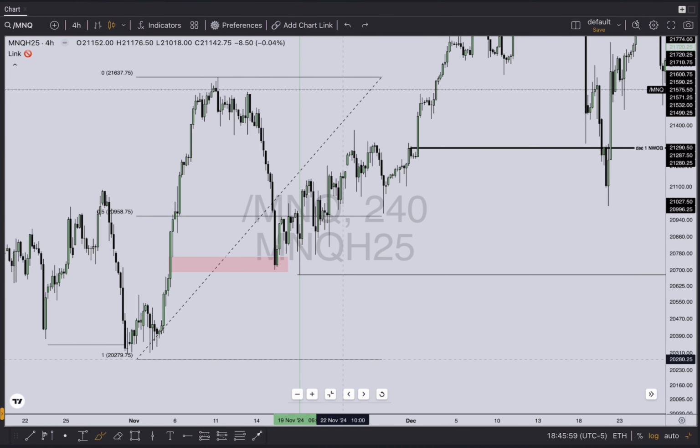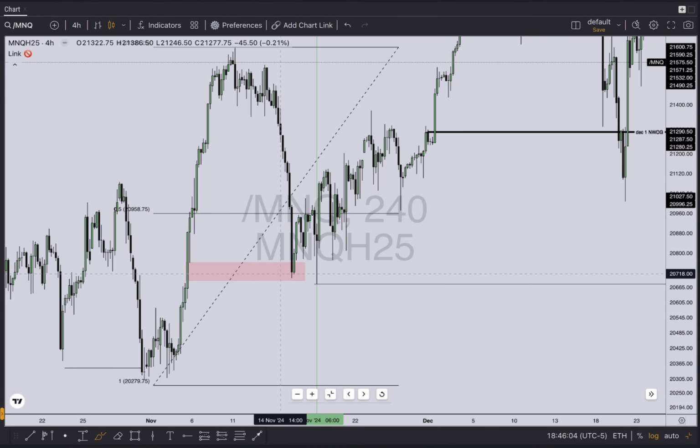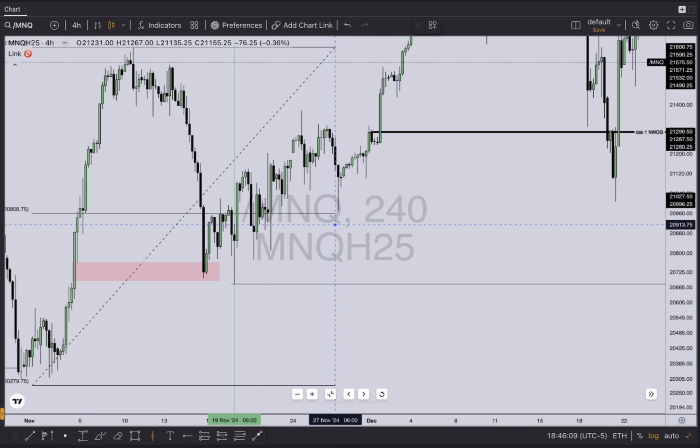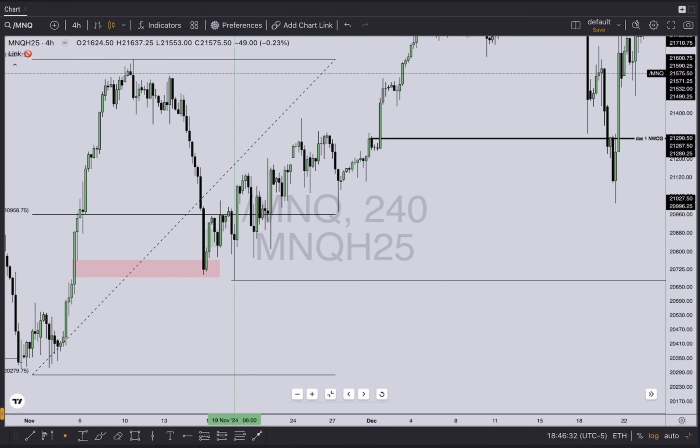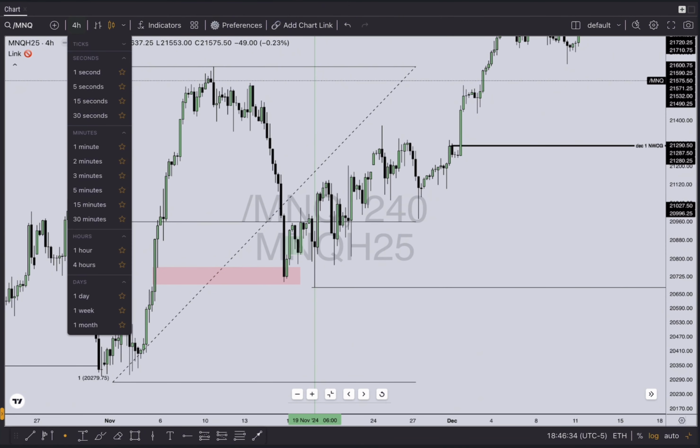On the higher time frame, we see an impulse away from this inefficiency with this fair value gap right here. See this fair value gap with this fair value gap right here. I'm going to put that in, send that like this, and put it in a green color. I'm now going to go down to the 1 hour time frame, okay?